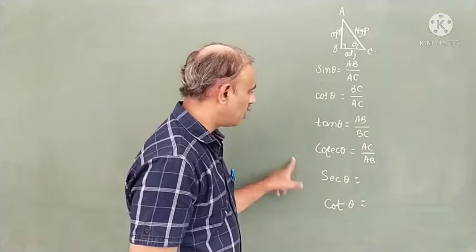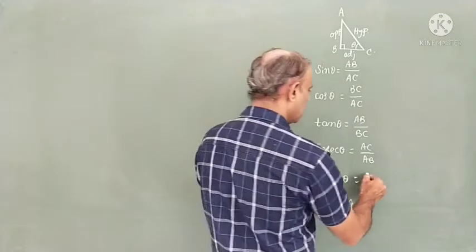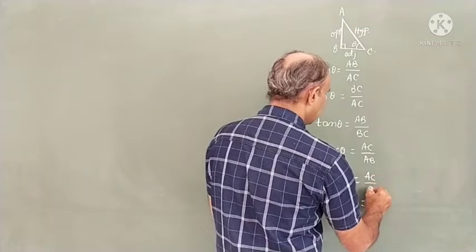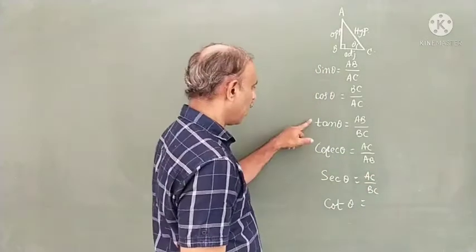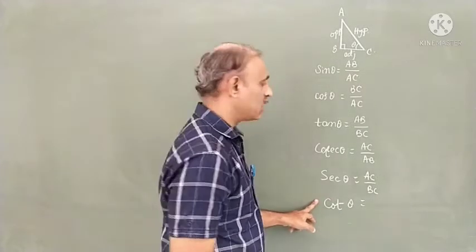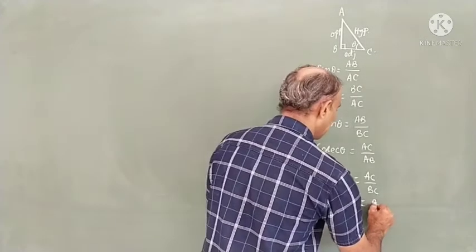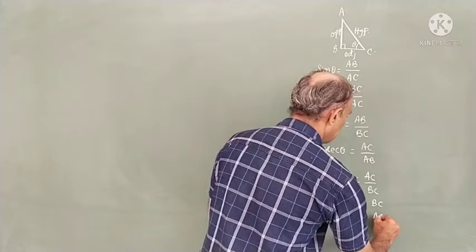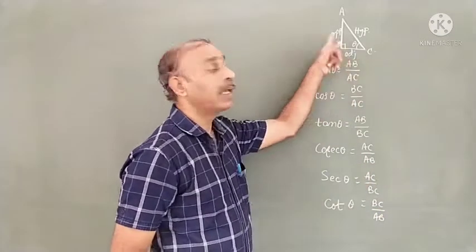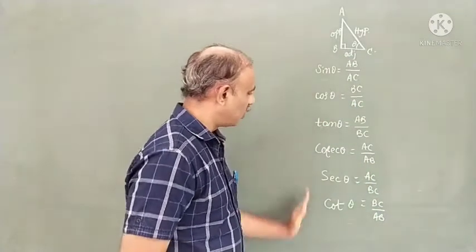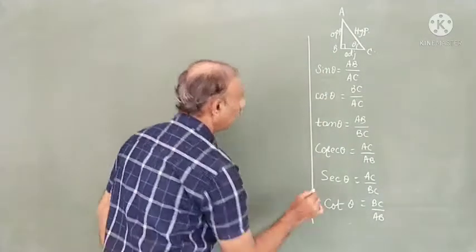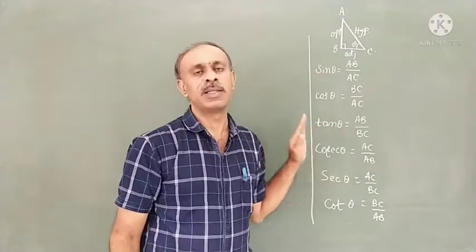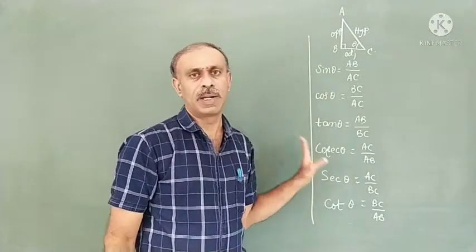Secant and cos are reciprocals. That is nothing but AC by BC, hypotenuse by adjacent. Tan and cot are reciprocals. That is nothing but BC by AB, adjacent by opposite. So these are the 6 ratios we studied in the last class. Now, with respect to this, we are going to solve some problems.